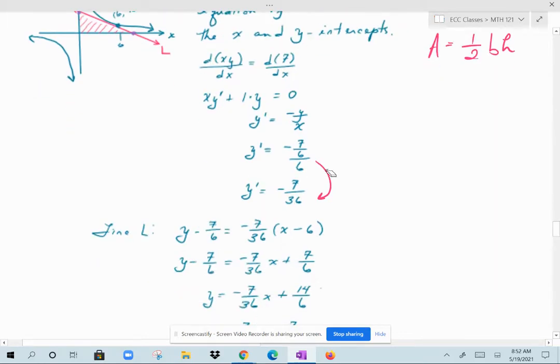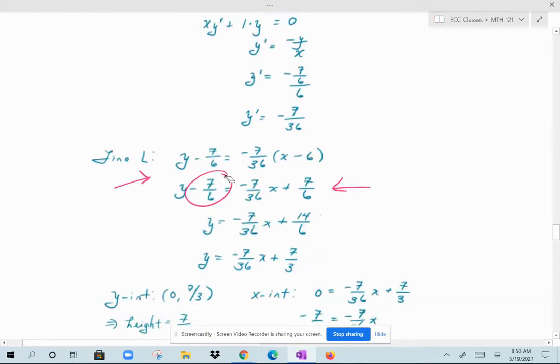Okay, but that means that I can now find the equation of the line that I'm interested in by using the point-slope formula. So I get y minus 7/6 equals negative 7 over 36 times x minus 6. And when I distribute negative 7 over 36 on the right side, you get what you see here. And then I have to add this over to the right to isolate the y. So I get y is equal to negative 7 over 36 x plus 14 over 6. But 14 over 6 simplifies, so that is the equation of the line.